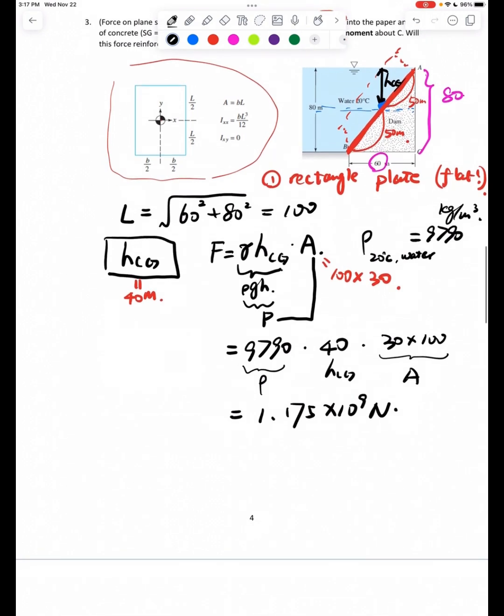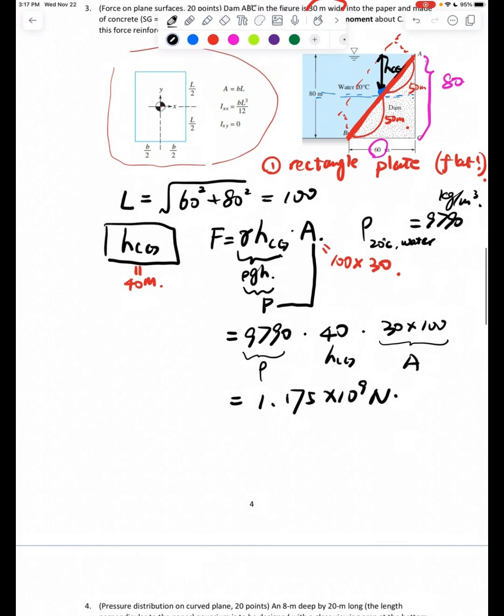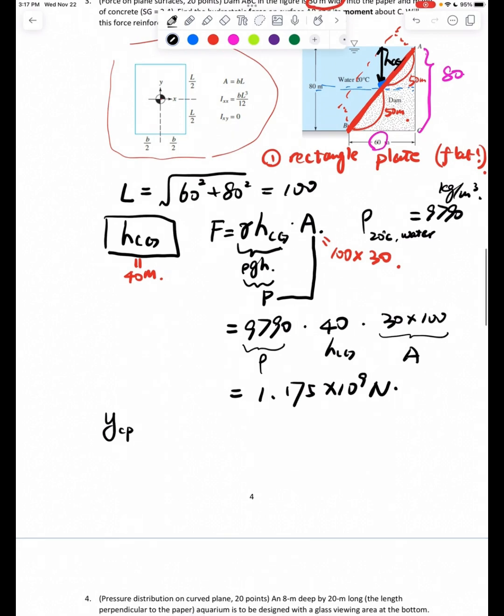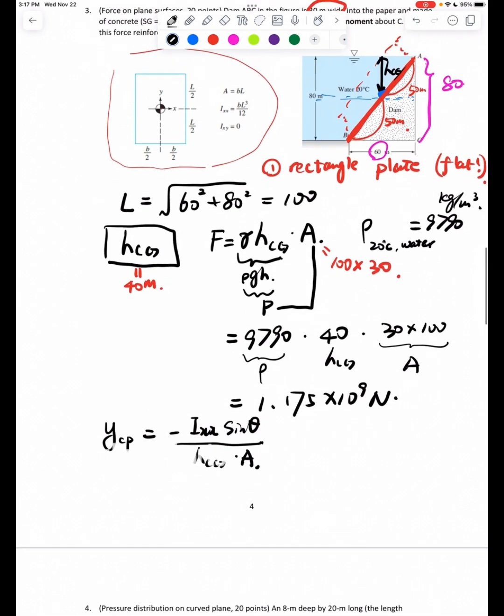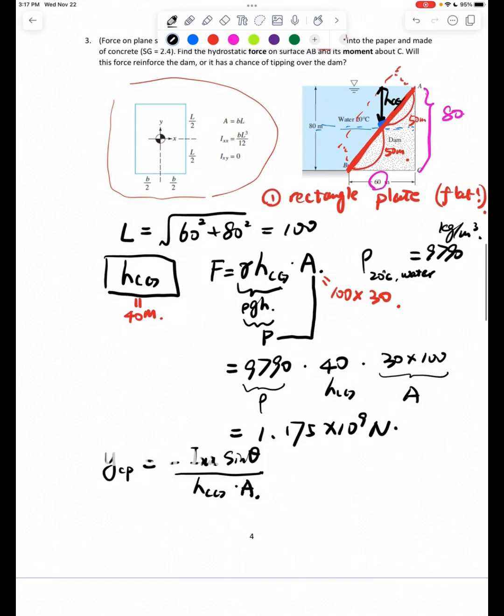After solving this, we need to take a look at YCP, right? YCP should equal negative Ixx sine theta over HCG multiplied by A. Sine theta, a lot of you, I think, were a little bit confused. The theta was not given, but the sine theta is given, right?